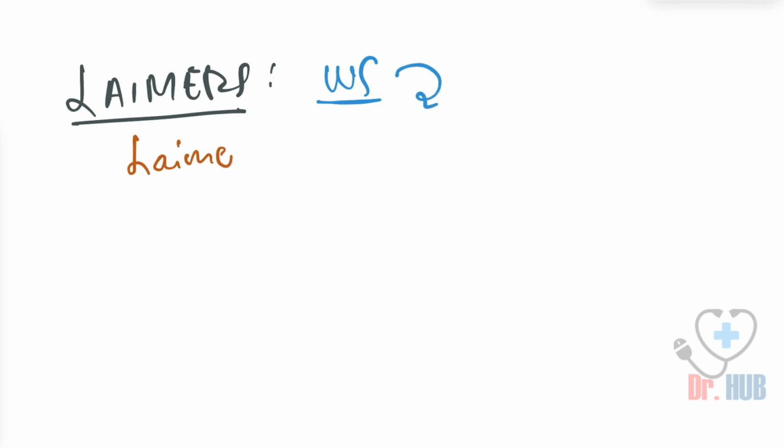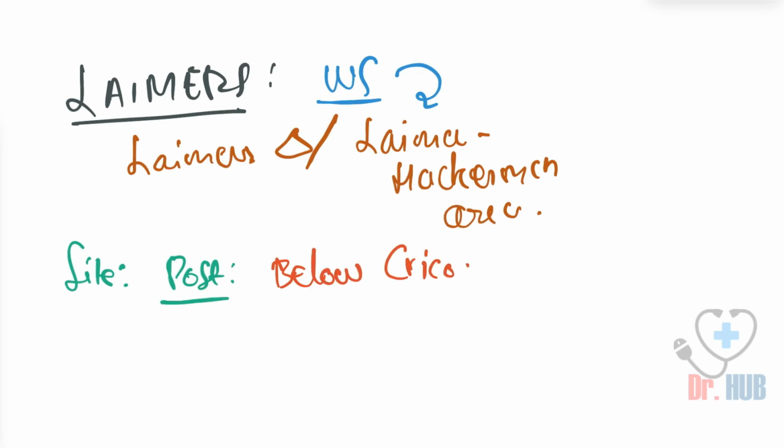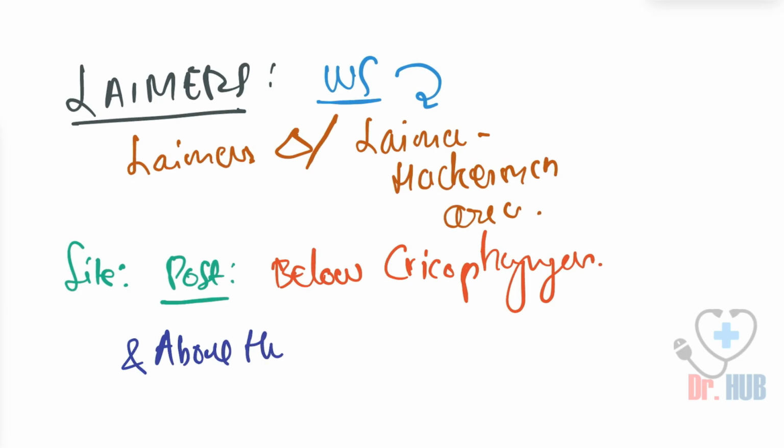Then we'll be moving ahead with the Lamner's diverticulum. When you look at Lamner's diverticulum, the weak space is the Lamner's triangle, as the name suggests, or the Lamner-Hackermann area. What is the site? It lies posteriorly and below the cricopharyngeus and above the longitudinal muscle layers of the esophagus.